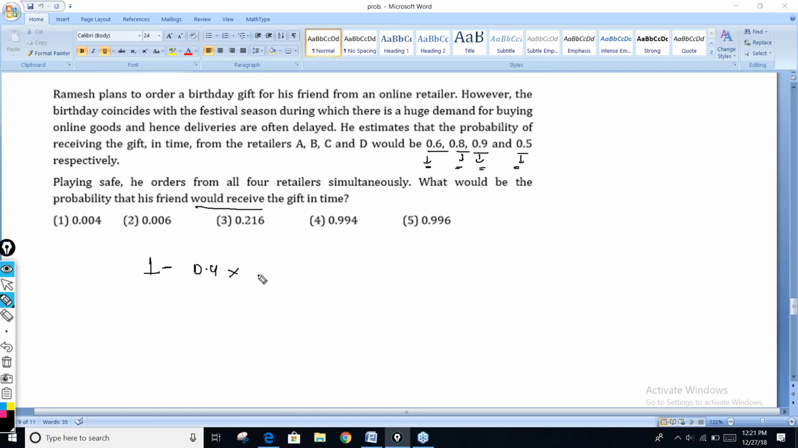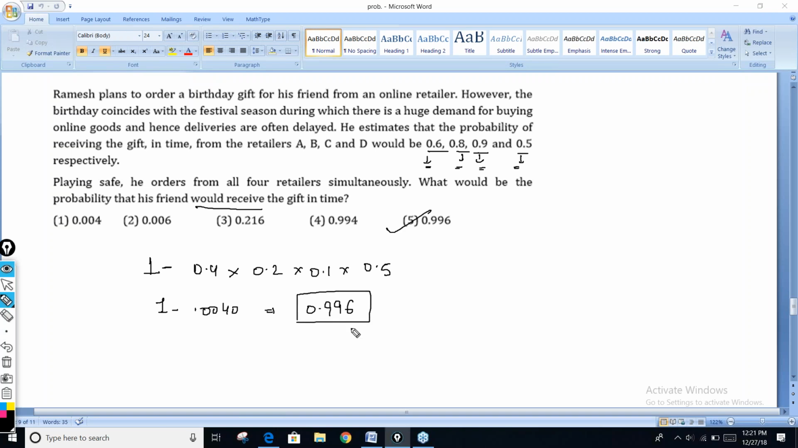He will not receive the gift from here is 0.2. He will not receive the gift from here is 0.1. And he will not receive the gift from here, it is 0.5. So if I subtract this multiplication, what I'll get? 4 into 2 is 8, 8 into 5 is 40, and there are 4 decimals. So I'll put 2 zeros against it to make it 4 decimal. So 1 minus 0.004 comes out to be 0.996. So that is the answer.